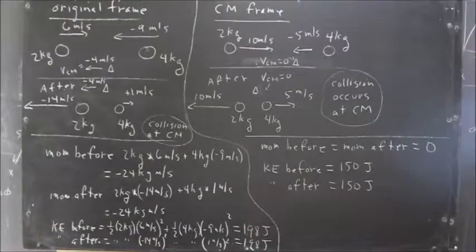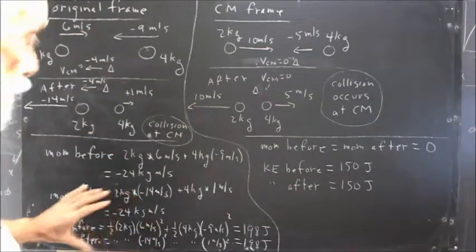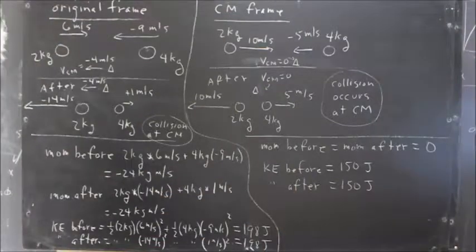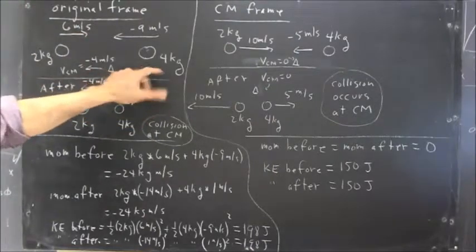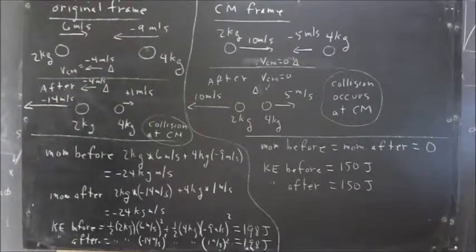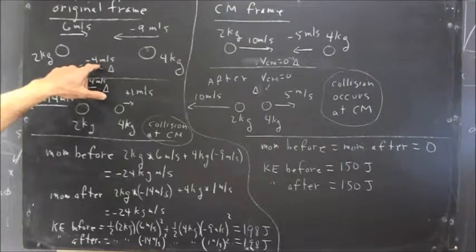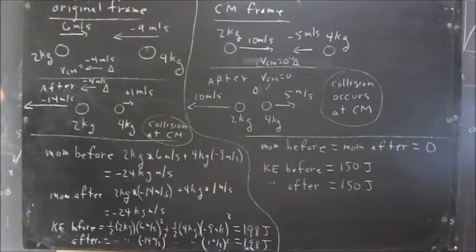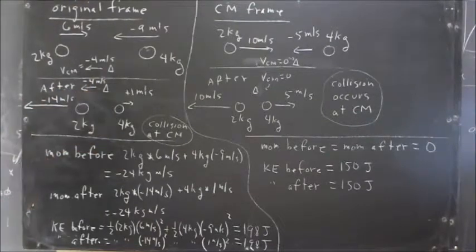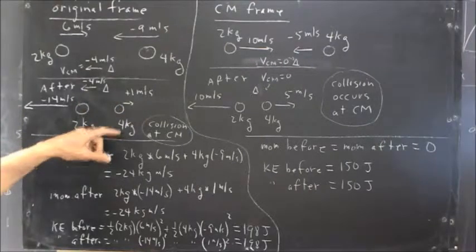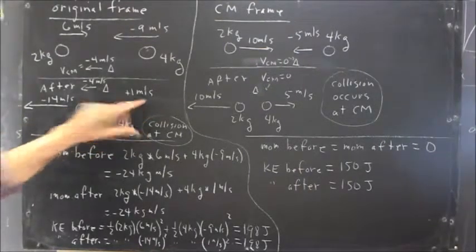To summarize this collision, before we calculate momentum and kinetic energy before and after: in the original frame, we had 2 kilograms at 6 meters per second and 4 kilograms at negative 9 meters per second. The velocity of the center of mass was negative 4 meters per second. After the collision, the velocity of the center of mass is unchanged, still negative 4 meters per second. The 2 kilogram object is at negative 14 meters per second, and the 4 kilogram object is at plus 1 meter per second.